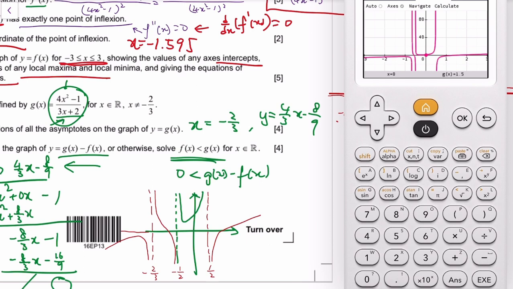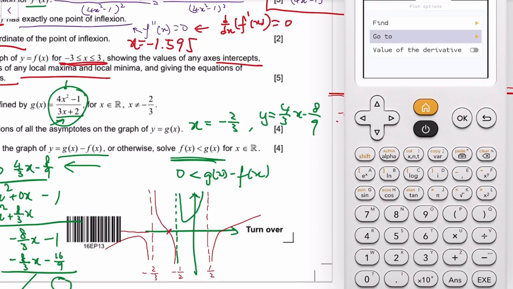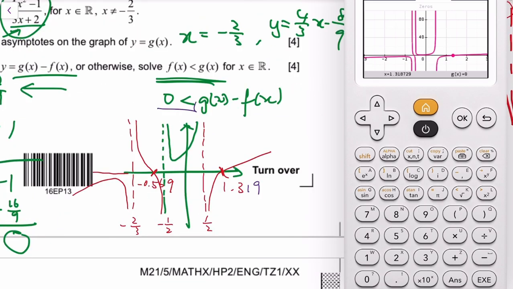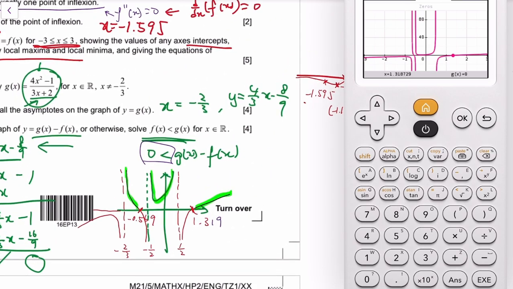Then we found this point to be -0.569, and this point is 1.319, right? So again, we want the graph to be bigger than 0. So it would basically be this part, and this part.